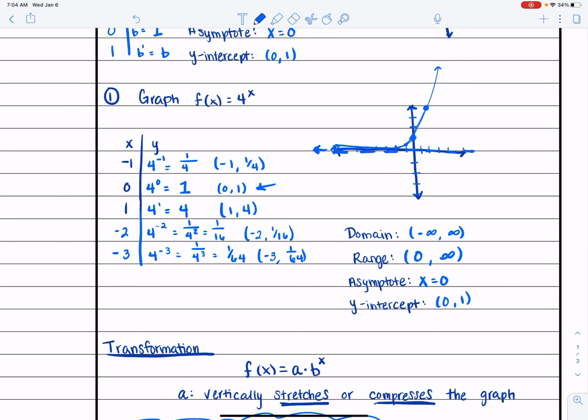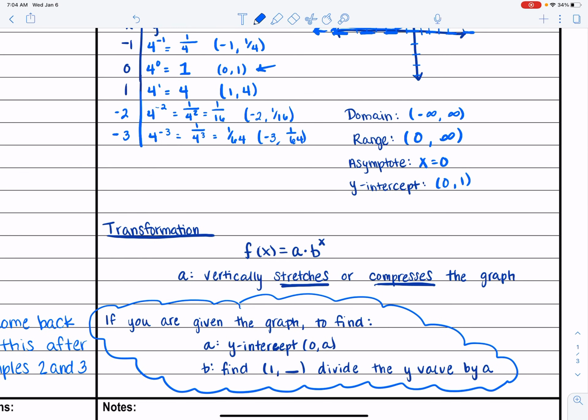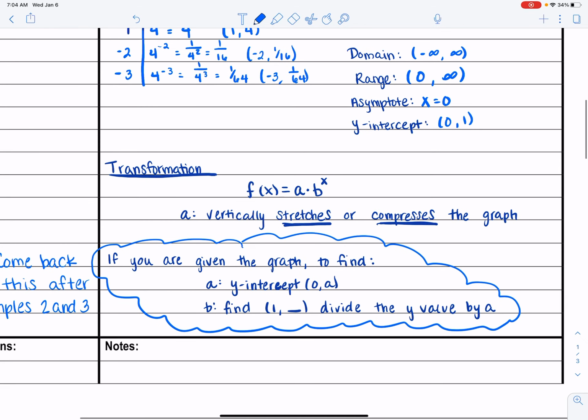All right? Okay, now we're going to start talking about transformations. So we're going to take our parent function b to the x power, where b is greater than 1, but we're going to multiply it by an a value. So I'm going to multiply this graph by some value. An a value vertically, so up and down, stretches or compresses the graph. So basically it's going to make it rise faster.